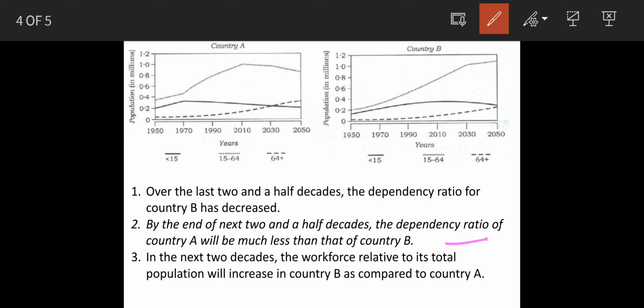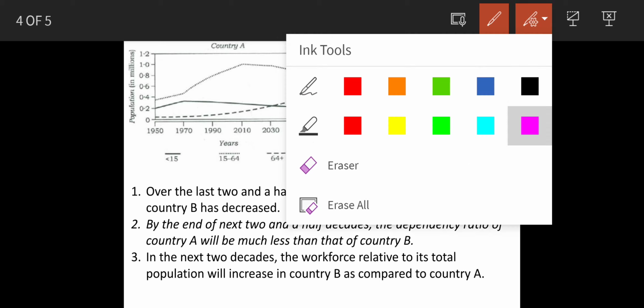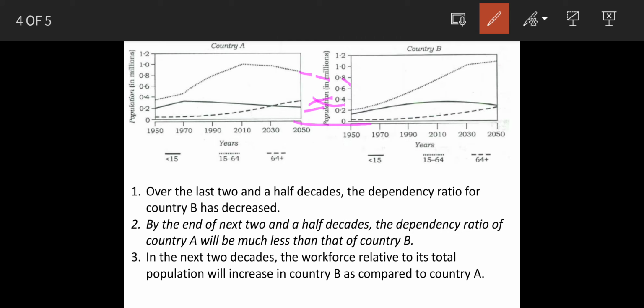The next one is, by the end of the next 2.5 decades, the dependency ratio of country A will be much less than country B. Or in other words, country A will have more workforce than country B. Next 2.5 decades means we have to plot the line like this. We'll extend these lines with the same slope. If you see, the working strength has decreased here as compared to here.